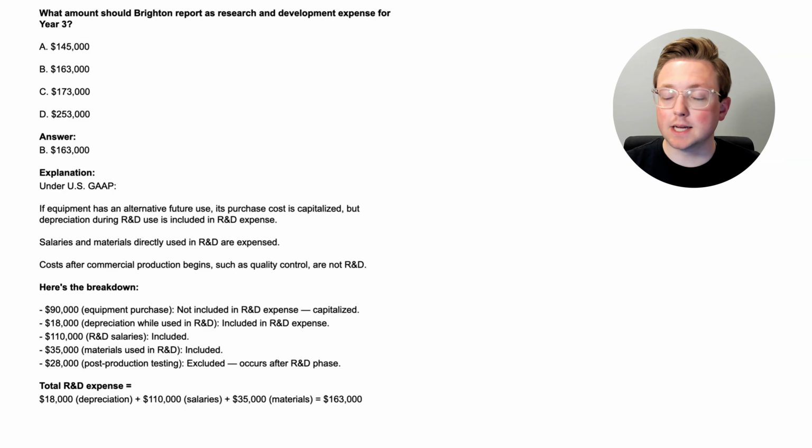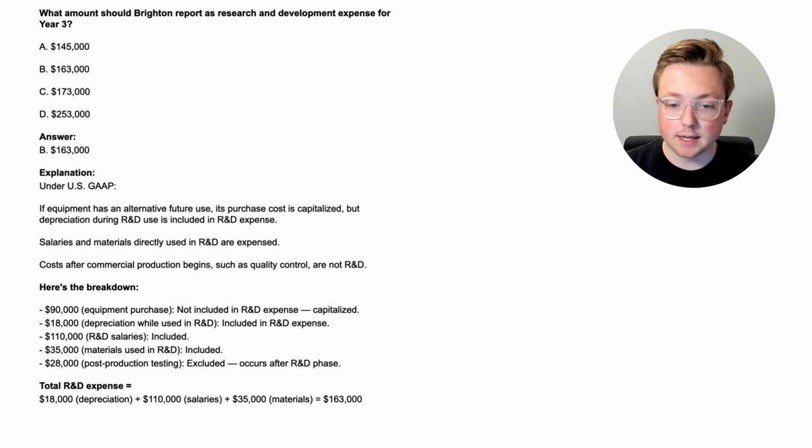So let's go through this. This is kind of just expanding a little bit on what we learned in question 1. If equipment has an alternative future use, which we know makes it so it can't be R&D, its purchase cost is capitalized, but depreciation during R&D is included in R&D expense. So we're going to dive into that a little bit more here in a second. Salaries and materials directly used in R&D are expense. We knew that. And then costs after commercial production begins, such as quality control, are not R&D because that's not the research and development phase. After you started selling the product already, you can't be researching and developing a product if you're already selling it.